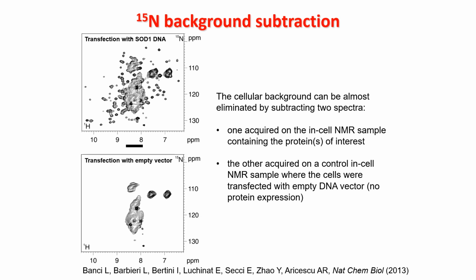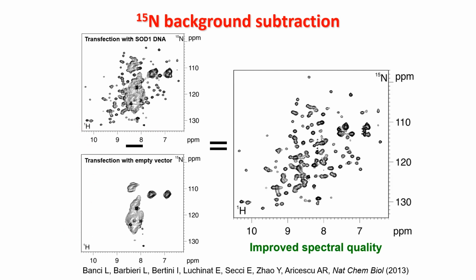So this will be just the N15 background signal from empty cells. If you subtract this from this, you get this, which resembles an in vitro NMR spectrum, basically. So you got rid of most of the cellular background signals, and what remains is a high quality HSQC type correlation spectrum, an in-cell spectrum.